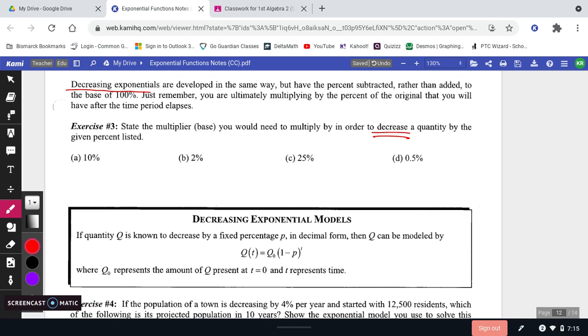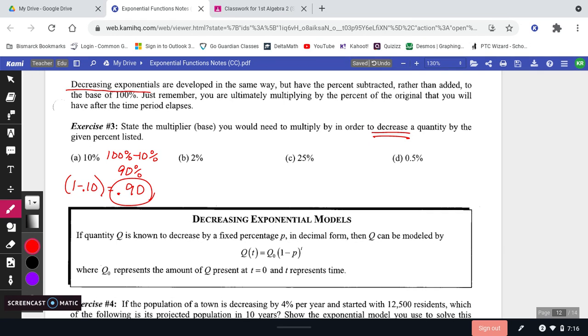Okay, so 10%. So if you decrease by 10%, well, you no longer have 100% then. If I decrease by 10%, I now have 90%. Or as a growth factor, you can think of it as 1 minus, okay, as in decimal form, 100% minus 10% would give you 0.90. So there's your growth factor. It is decreasing by 10%.